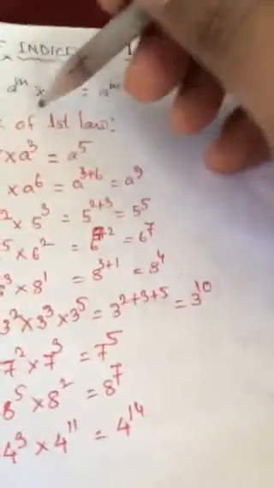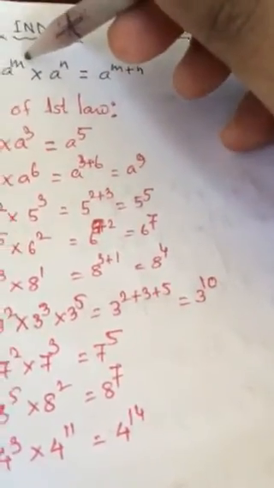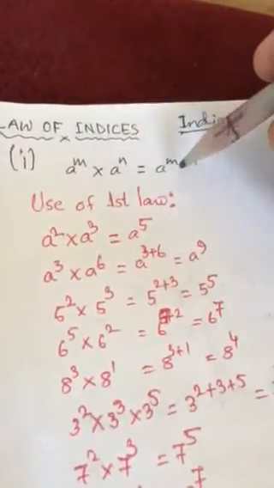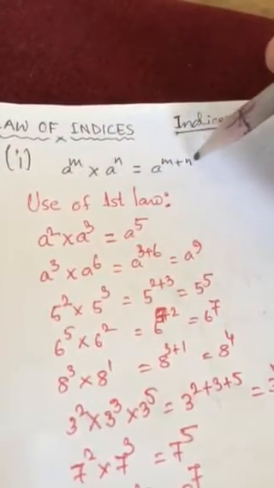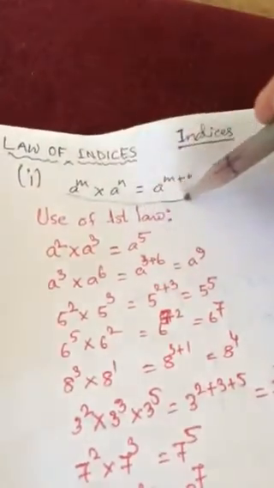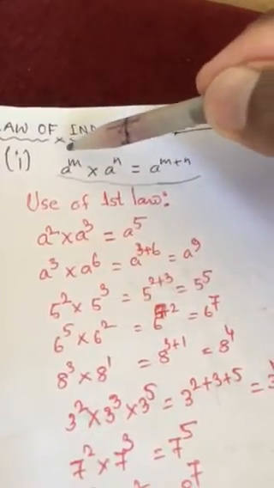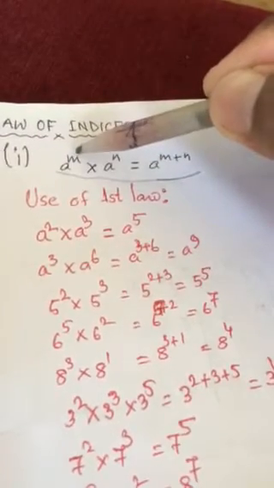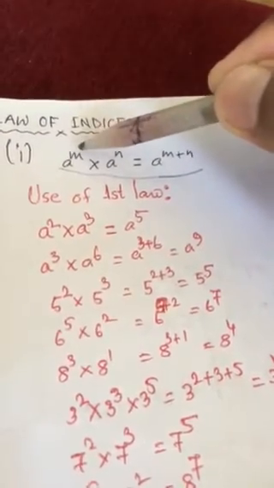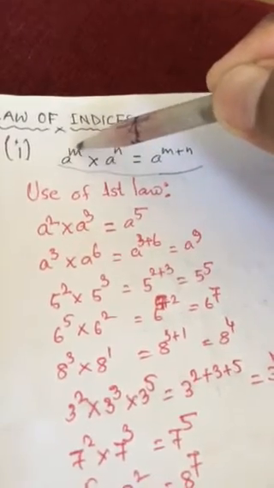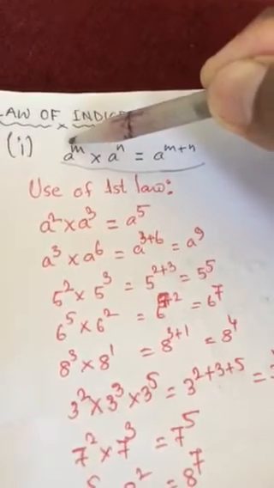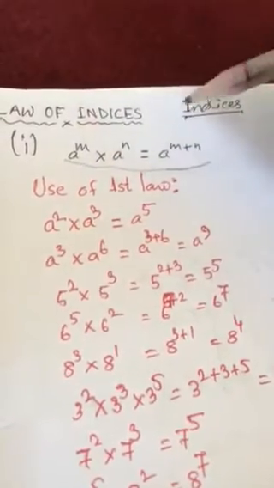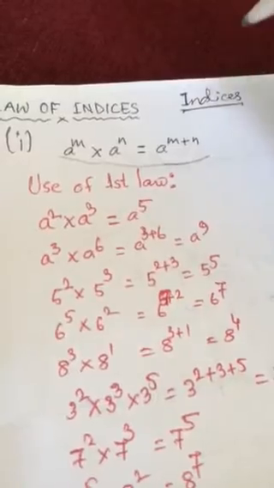Okay, the use of the first law: a to the power m times a to the power n is equal to a to the power m plus n. What does it mean? I just want to tell you that this a is called the base, and this is called the power, or index, or exponent. Always remember, in a to the power m, m is the power; m is also called the index, and m is also called the exponent.